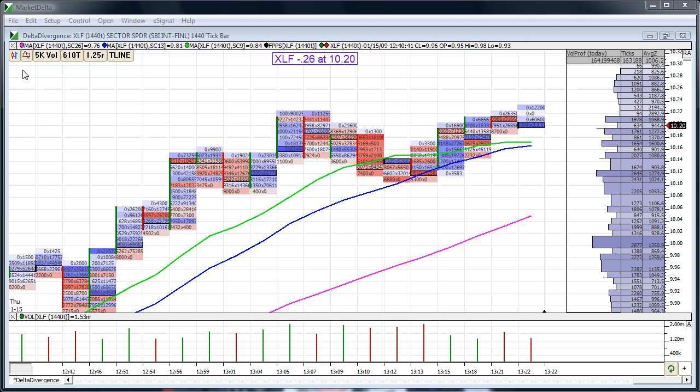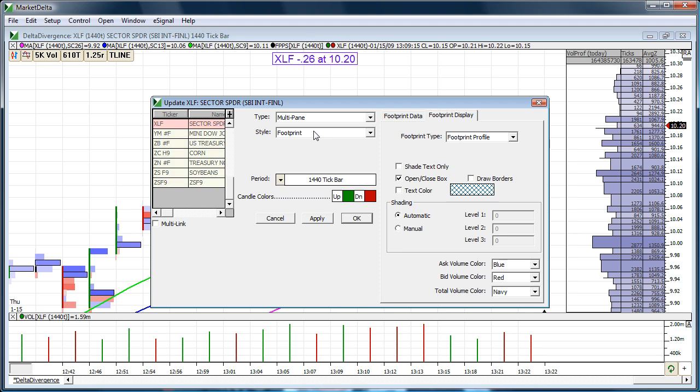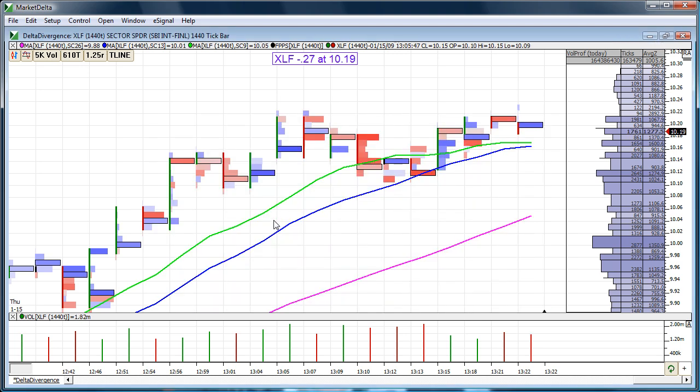Another way to maybe look at this would be just using the footprint profile. And another way to change that, let me just show you. If you just double click the footprint, under footprint type, there's all these various types. Footprint profile is the one I just changed to. Click OK. And you can get an idea, just looking at it, where the volume is clustering up within each bar, as well as get an idea of the delta, whether it was positive or negative.